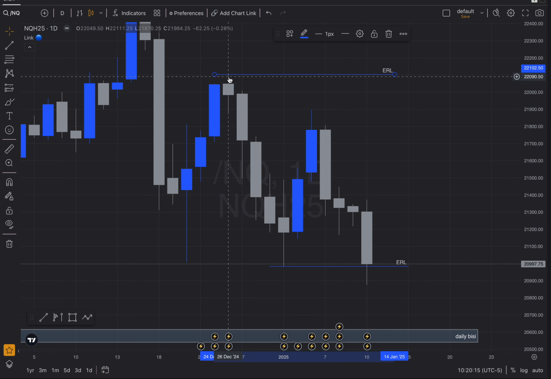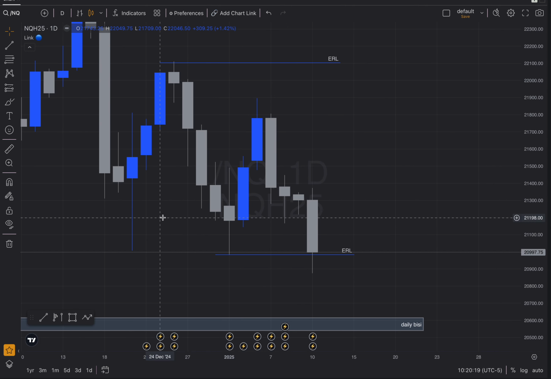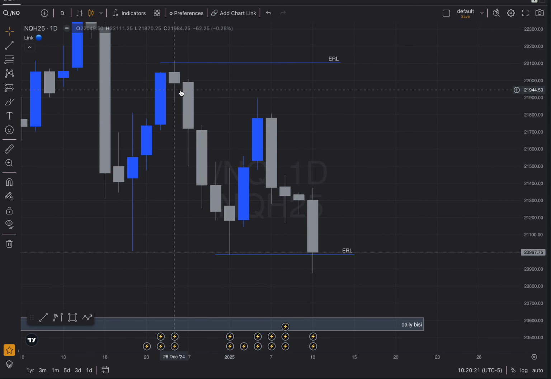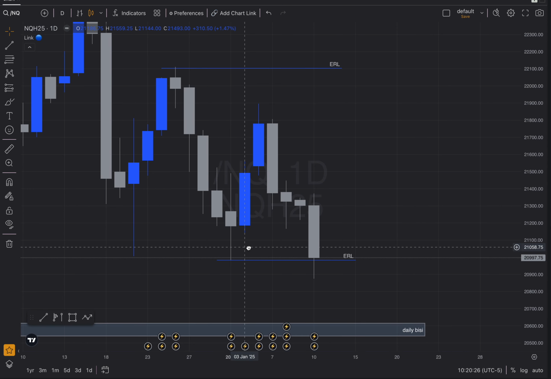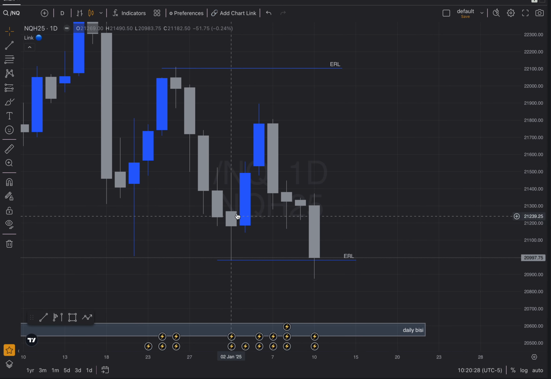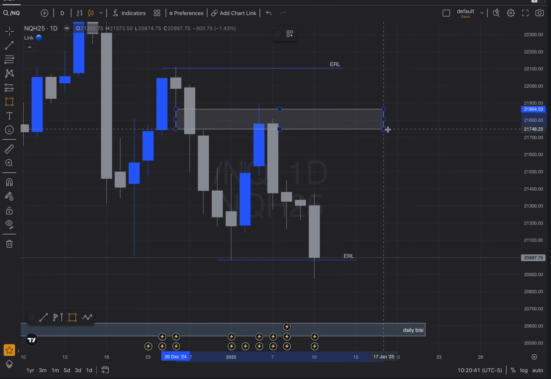So I do have this swing high, which is from December 26th. And then I have this swing low, which is January 2nd of this new year. So right here, when price had this bullish momentum for these 2 days, you can see that it went to internal liquidity. So if you draw that, that is what we call a fair value gap right here.